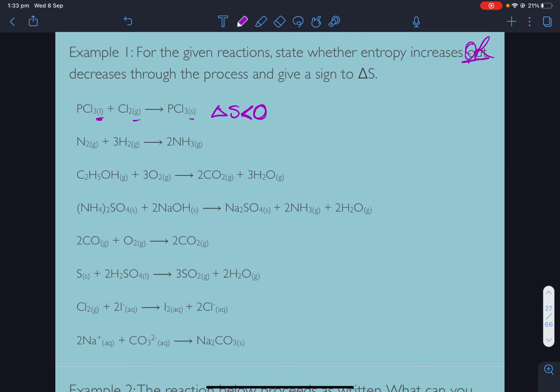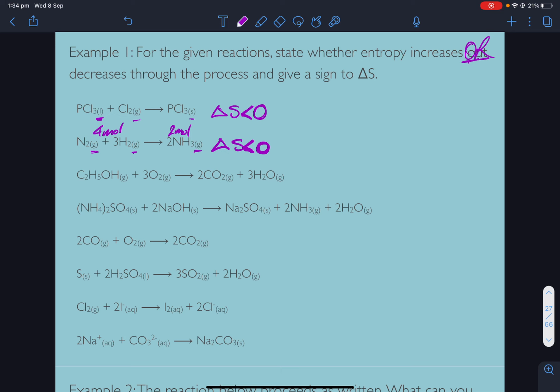Here in the second one, gas, gas, gas. We've got a homogeneous reaction, so I'm going to start counting molecules. How many have I got on the left? I've got 1 nitrogen and 3 hydrogens, so that's 4 moles versus 2 moles of ammonia. So it's going from less ordered to more ordered, because there are many more ways you can arrange 4 things than 2 things. So delta S is less than 0 again. We're becoming more ordered.